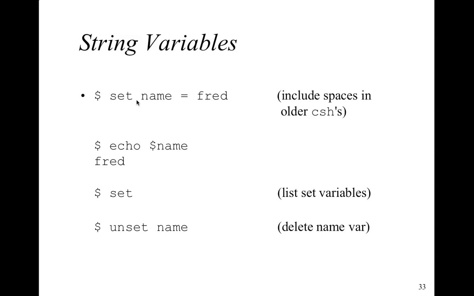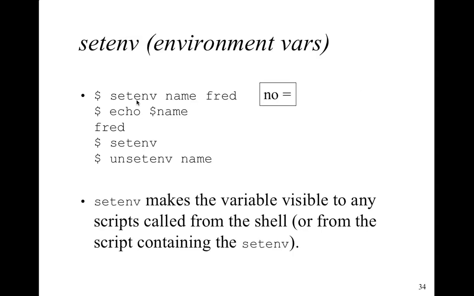Your string variables: set name equals Fred. It includes spaces in the older C shell, no spaces in newer ones. Echo name, Fred. Easy. So you can actually open up a terminal window right now and say set name equals Fred, depending upon the version of the shell you're using. Come back and say, well, what is it? And then echo is sort of like a printf, from the C days. Set is a list of variables. Unset name erases Fred out of there.